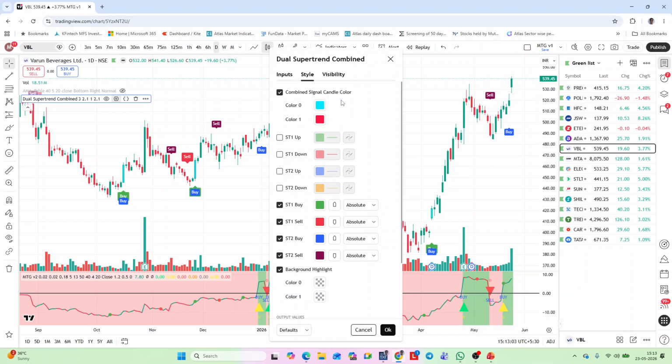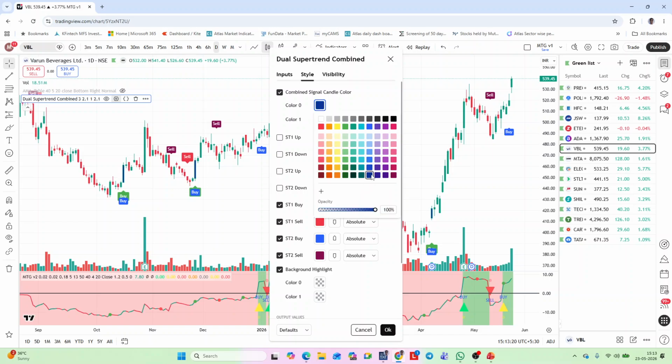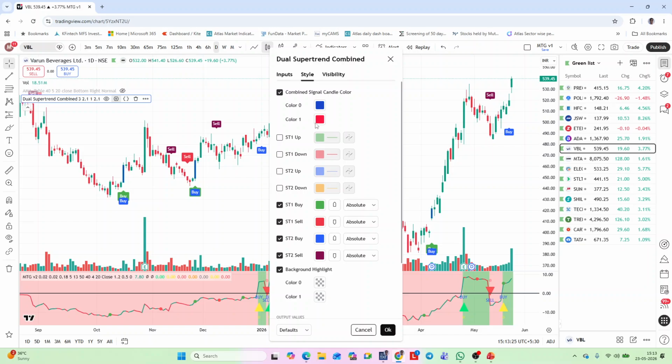Second, here is a very important color coding. The color of the candle will change when, at any given point of time, Super Trend 1 and Super Trend 2 give you a buy signal on the same day. Here I am using this violet color. And on any day when Super Trend 1 and Super Trend 2 give me a sell signal, that candle has to be red. So these are the two candles I will be using.